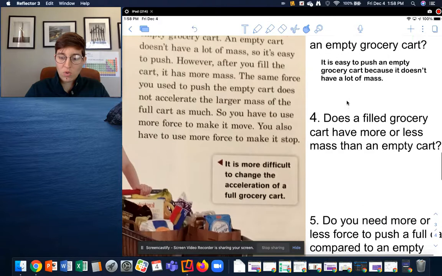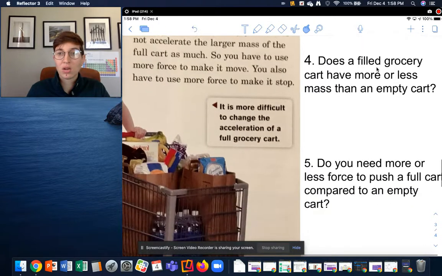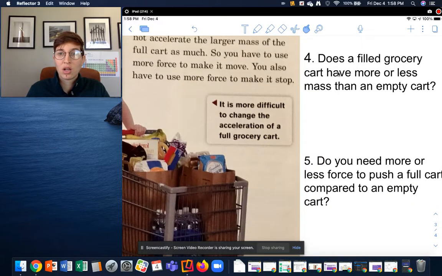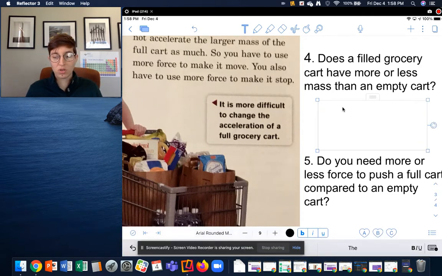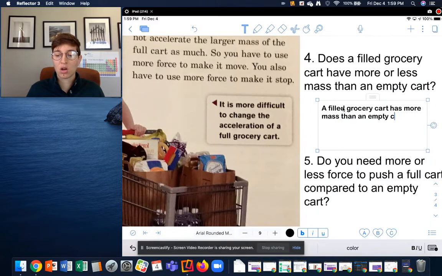Right. Number 4, does a filled grocery cart have more or less mass than an empty cart? A filled grocery cart, does it have more or less mass? Think about that. Write your answer. Hopefully you said a filled grocery cart has more mass than an empty cart.